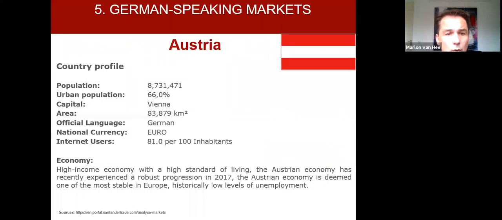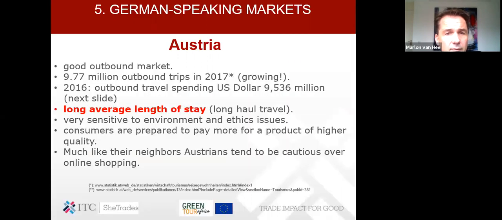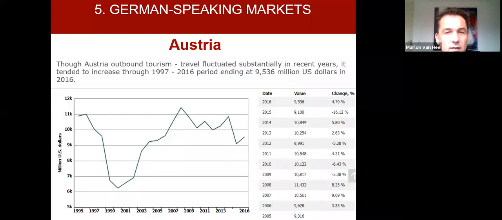Yeah. Austria, the other German-speaking country, a very good outbound market. Austrian people famous or well known for their long average length of stay, also sensitive to environment and ethical issues. Austrians are a bit like the people from Switzerland, a little bit more conservative. So they are cautious over online shopping. They prefer to book their holidays by making use of a tour operator or a travel agent within their country.